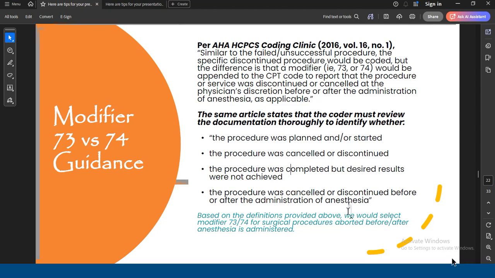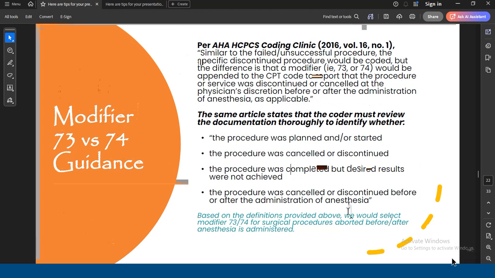So these are the common examples for these modifiers. Here, the physician has performed a unicompartmental knee arthroplasty to a total knee arthroplasty. In the facility setting, we will not use any 52 modifier. Why? Because 52 modifier is exclusively for physician coding or professional coding, not for facility coding. So we can directly code 27487.